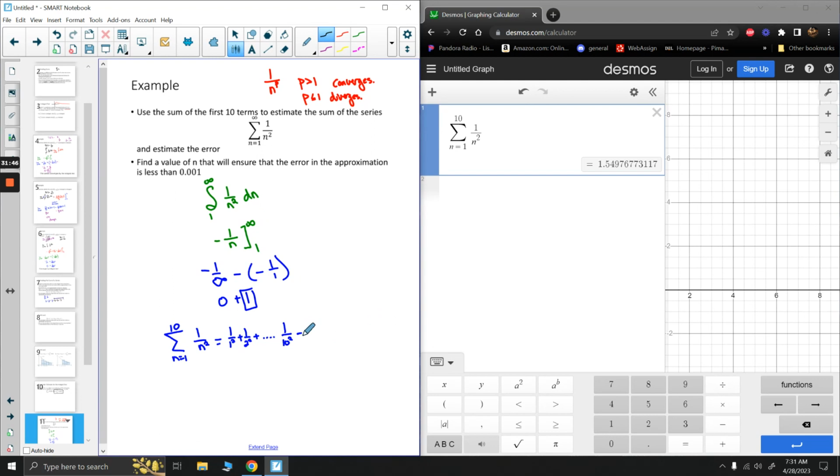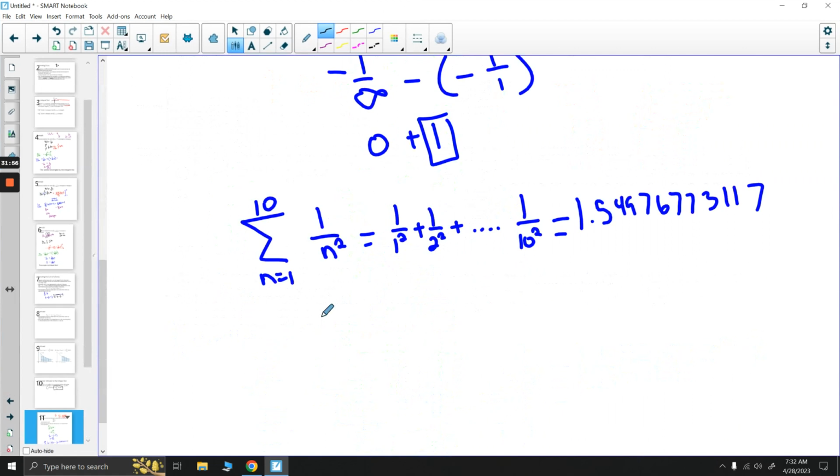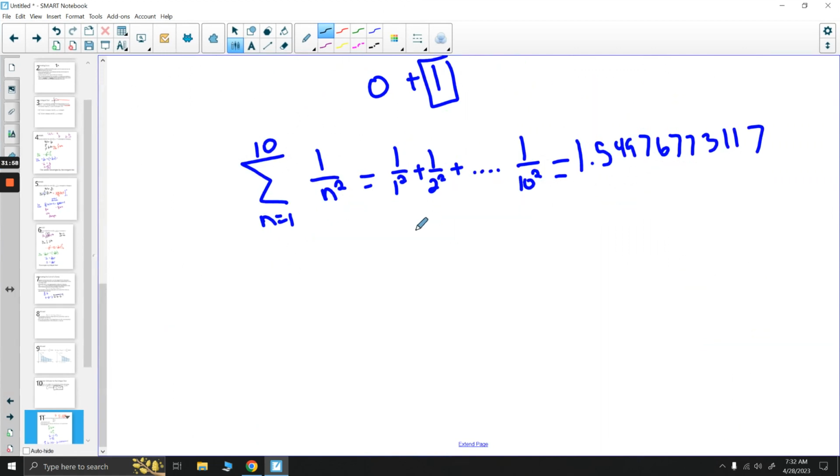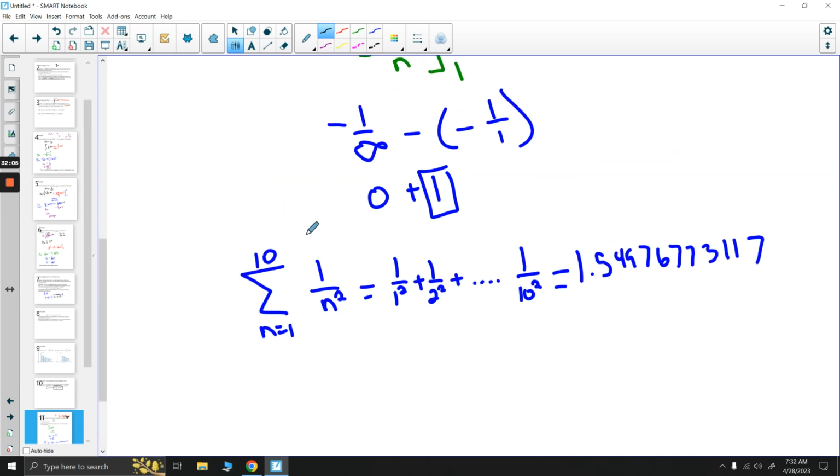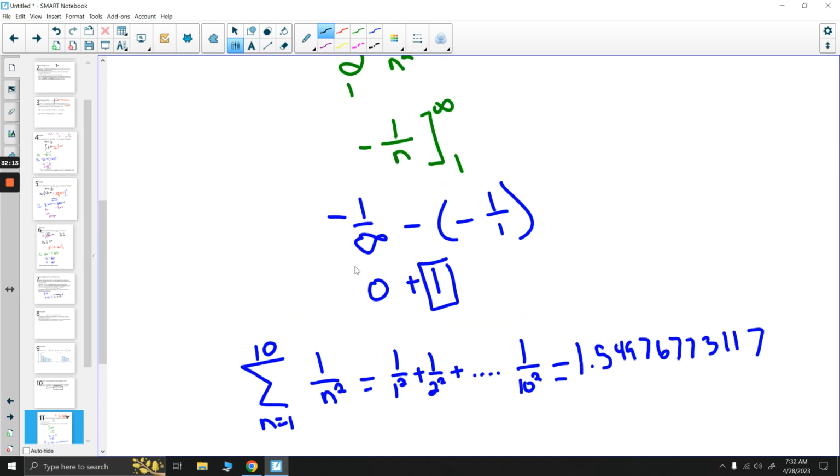Okay, so that's equal to 1.54976773117. That's what that sum is. Obviously, this is just part of our infinite sum, but it is approximating our infinite sum. So we're saying it's about this. But approximations are only as good as the error rate, basically. So it's important to note, what is our error rate?